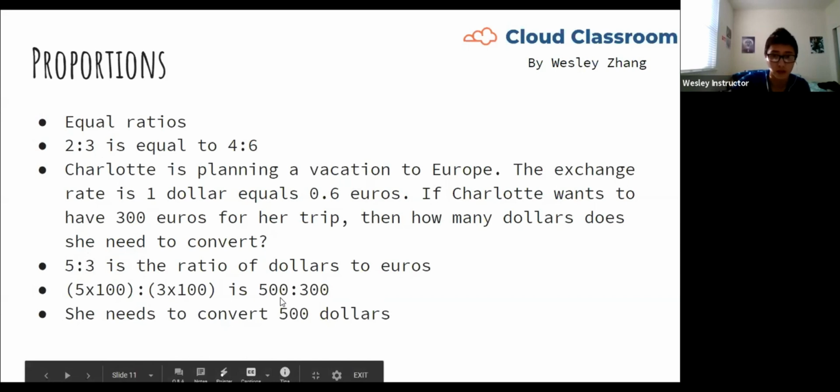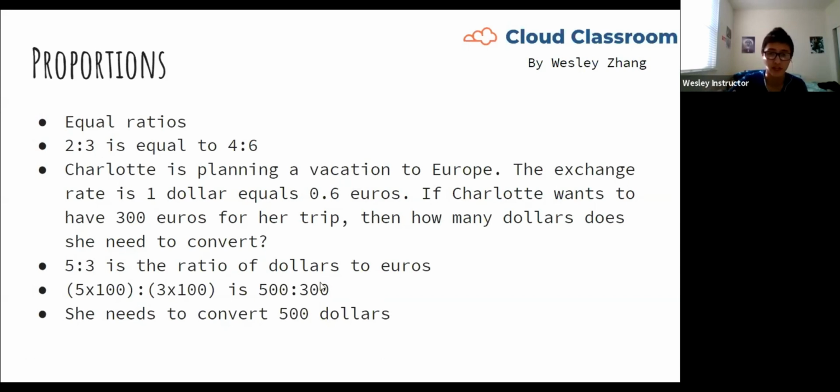And as you can see here, euros are more valuable than dollars. If you have fewer euros, that equals the same amount as someone that has more dollars.